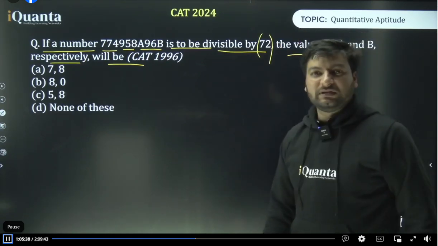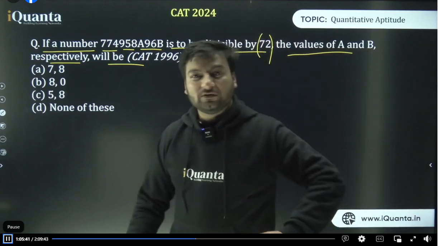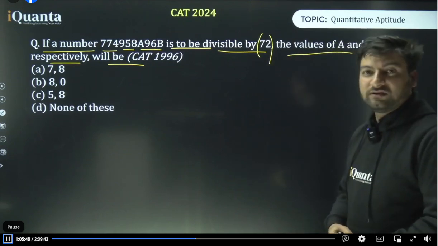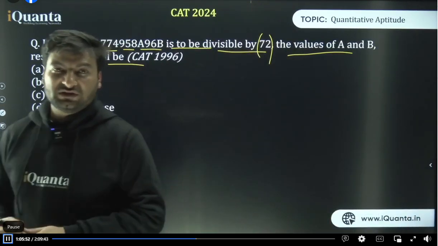Now we are talking about the divisibility of 72. We never learned the divisibility of 72. We learned the divisibility of 0, 1, 2, 3, 4, 5, 6, 7, 8, 9. So how did this 72 come here? What can we do for this now? That will be the first question that will strike our mind, right?